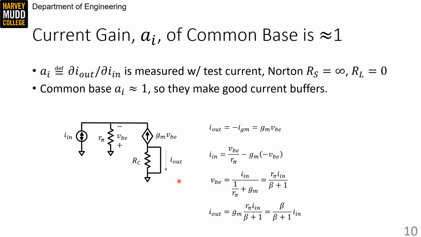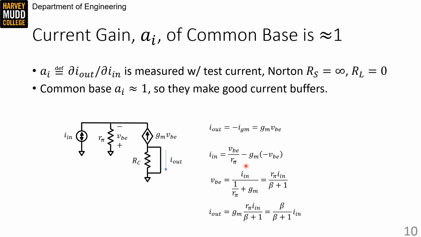We start our analysis by noticing that I out is equal to minus IGM, again presuming GM is flowing upwards in this analysis. And IGM is given by GM times VBE.